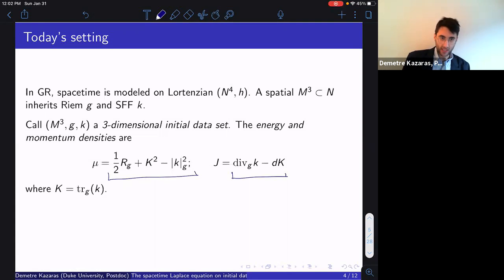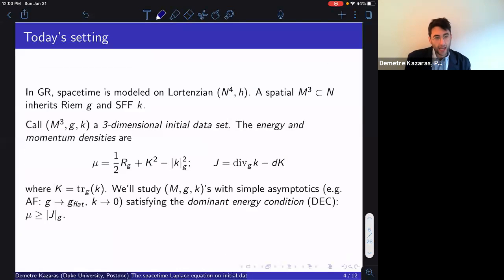There's this other interesting local quantity. By local, I mean it's a pointwise defined quantity, J, which is a one form on the manifold, which is the divergence of the second fundamental form minus the differential of the mean curvature.